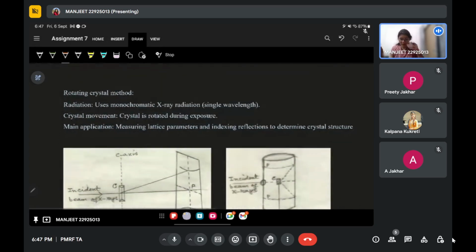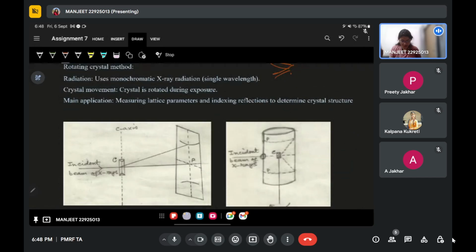Next is the rotating crystal method. In this we use only monochromatic X-rays, and the crystal is rotating, because in the earlier case we had a range of wavelengths and the crystal was fixed. Here the crystal is rotating about this axis. It is used to determine the crystal structure and orientation. The crystal is rotated during the exposure, and its application is to measure the lattice parameter and index the reflections to determine the crystal structure.